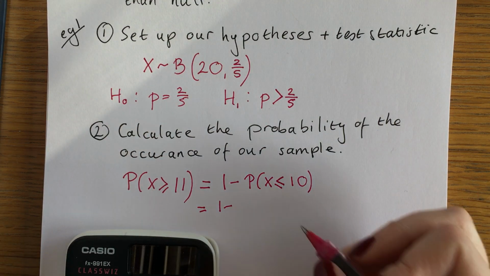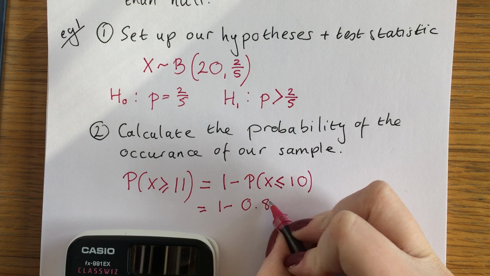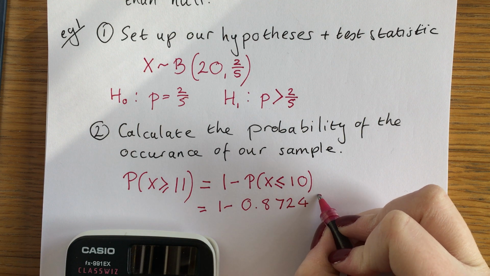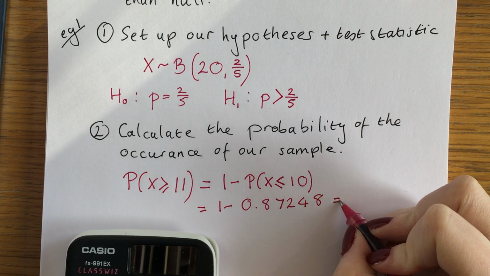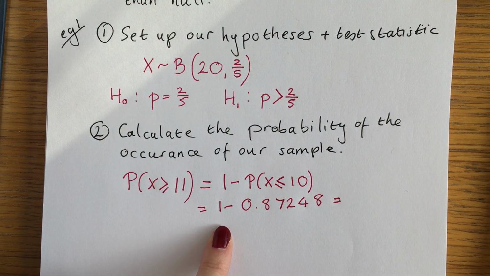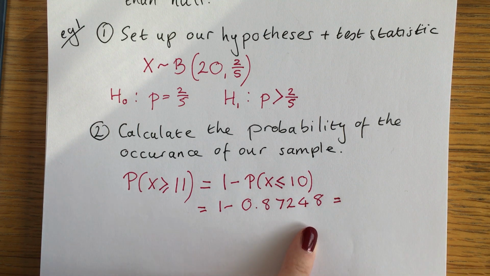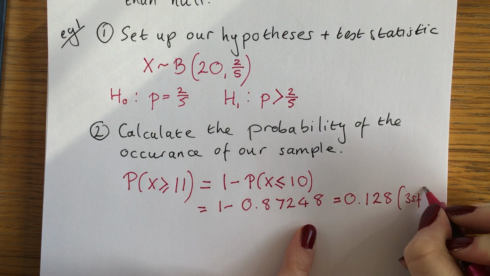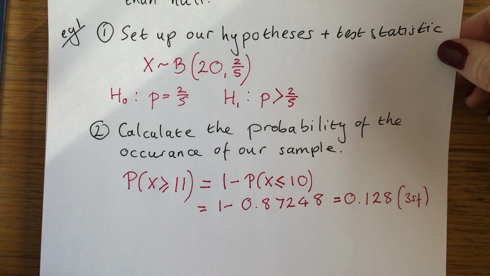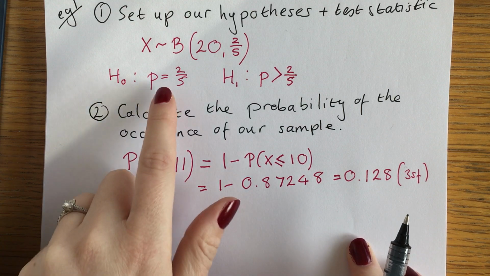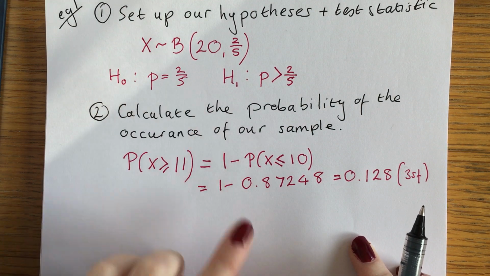So the probability of getting 10 or less is 0.872, and I'm just going to do a couple more significant figures. So the probability of 11 or more is 1 minus that answer. So 1 minus 0.87248, which is 0.128 to 3 significant figures. So we've worked out the probability of getting a sample size of 11 or more, assuming that our probability is 2/5.